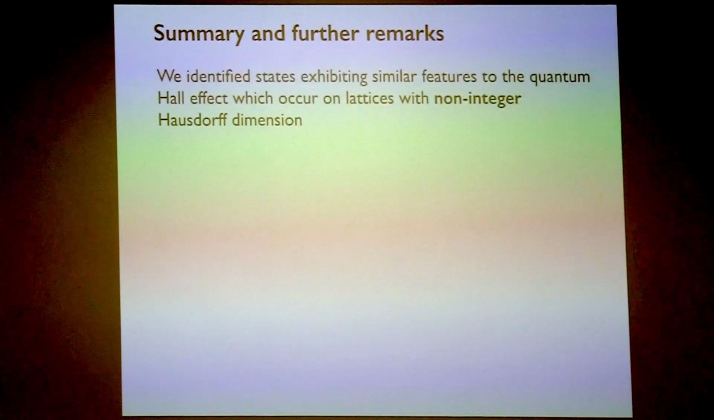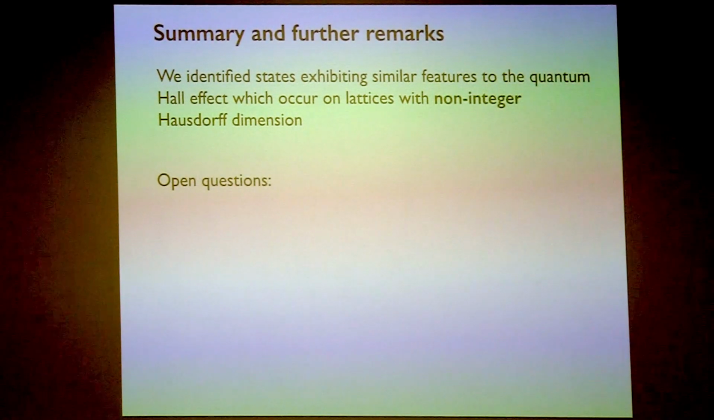So just to sum up, using complementary tools, that is level spacing analysis, real space Chern number calculations, and also eigenstate localization properties, we identified states which behave quite similarly to what we know from quantum Hall systems. But this was realized on lattices which are characterized by non-integer Hausdorff dimension.